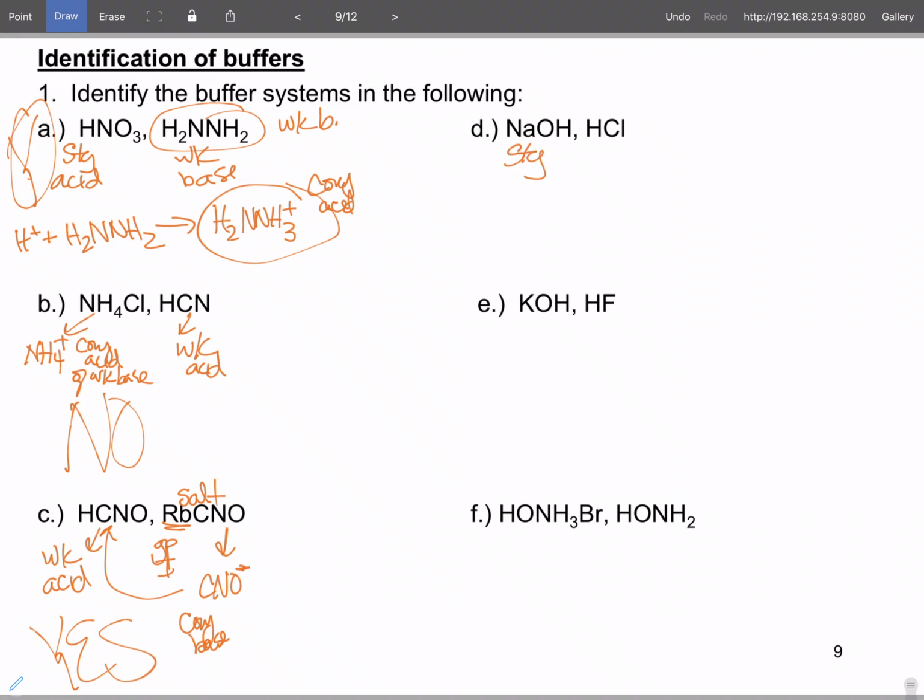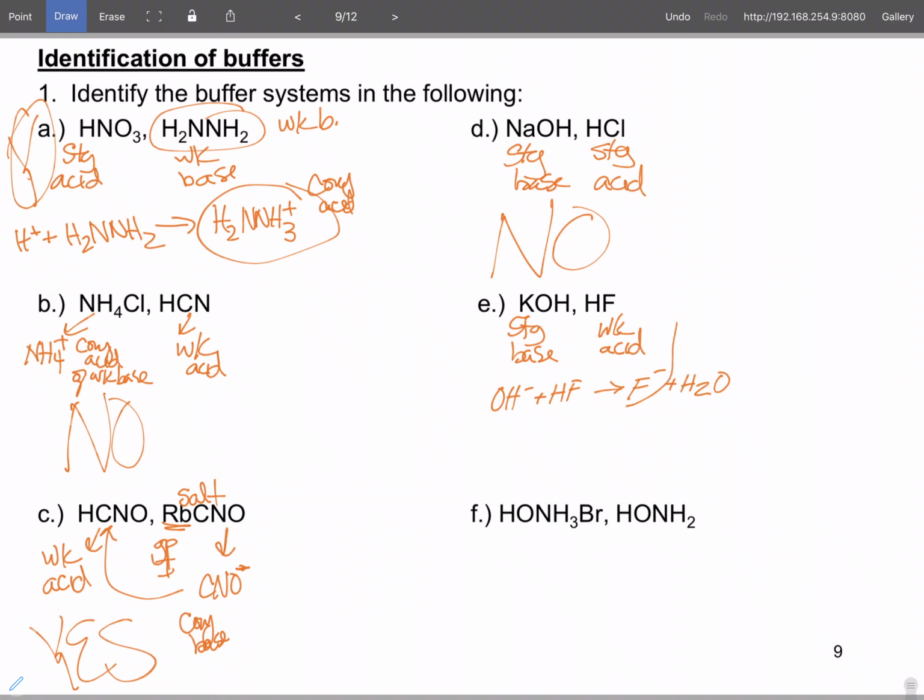Over here, this is a strong base. This is a strong acid. Two strongs do not make a buffer. Okay, this is a strong base. This is a weak acid. So if our strong base reacts with our weak acid, we produce F minus plus H2O, which means that if we look at this pair, we have our weak acid plus our conjugate base. So are we a buffer? Yes.